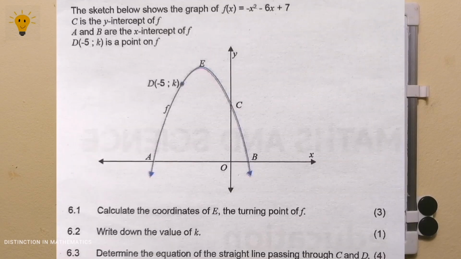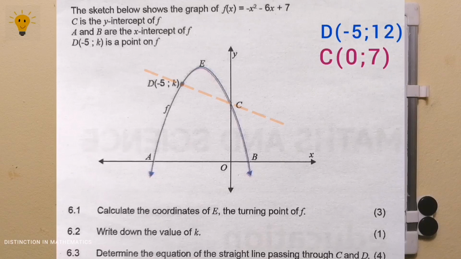6.3 is determine the equation of the straight line passing through CD. Now we have the coordinates of D and we have the coordinates of C. Remember, we're given that C is the y-intercept of f, and the y-intercept is represented by this value, which is 7, where the value of x is 0 on the graph.